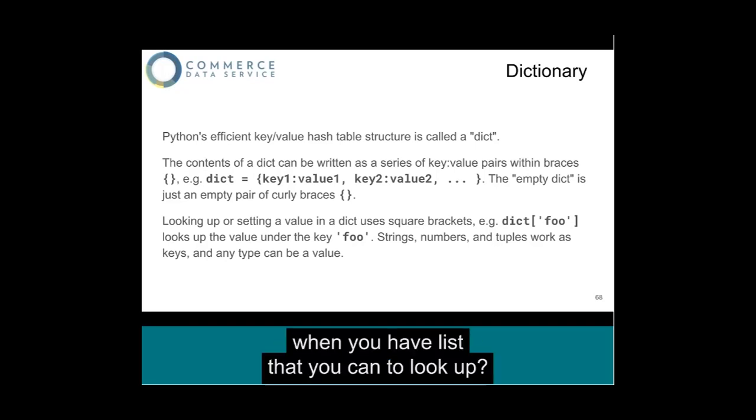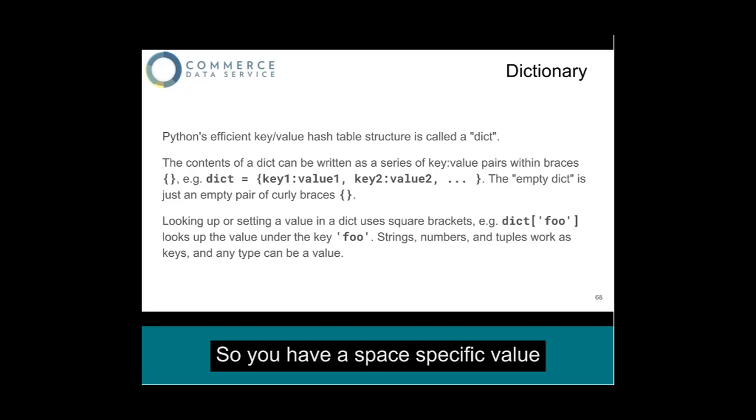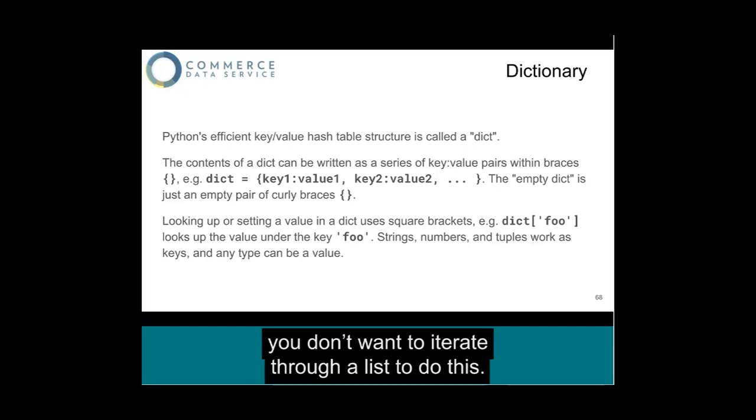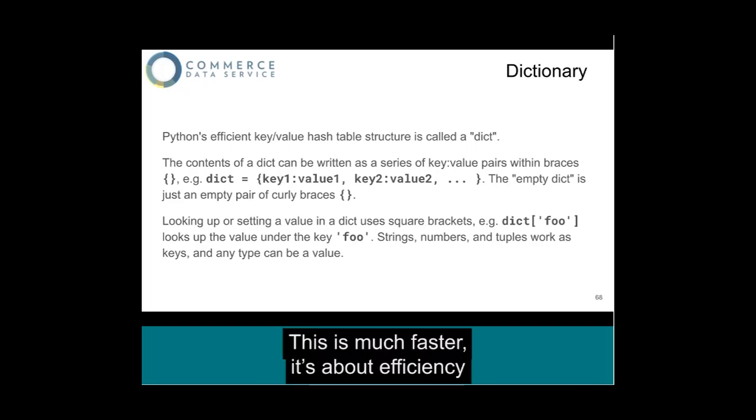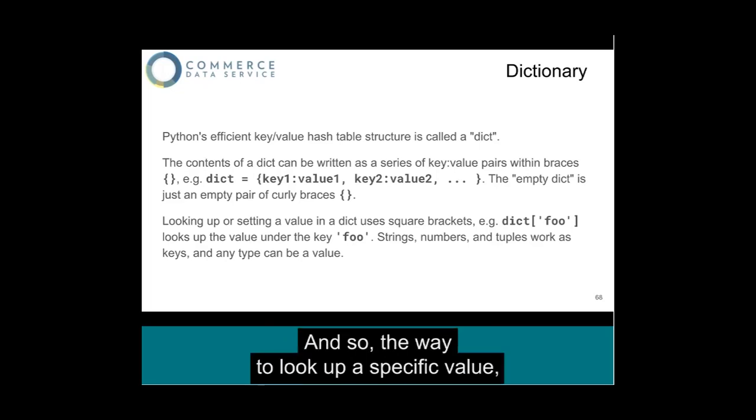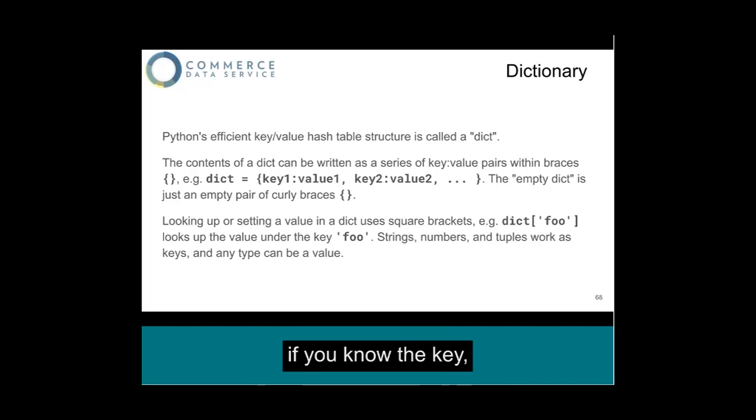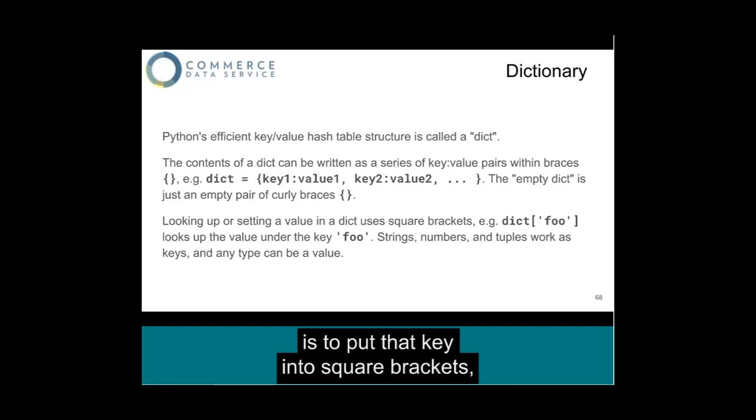Why is this useful when you have lists that you can look up and iterate? The reason is that this is much faster. If you have a specific value that you can attach something to, and you always want to look it up, you don't want to iterate through a list to do this. It's about efficiency to have a key and value pair. The way to look up a specific value, if you know the key, is to put that key into square brackets, the way we would put an index into square brackets for a list or a string.